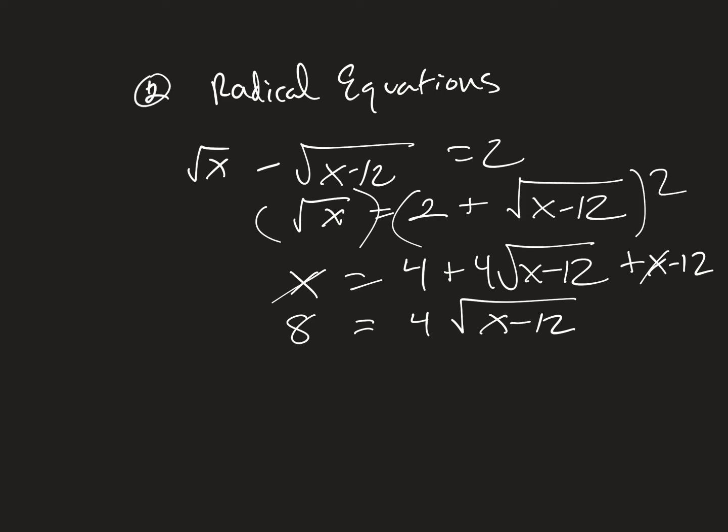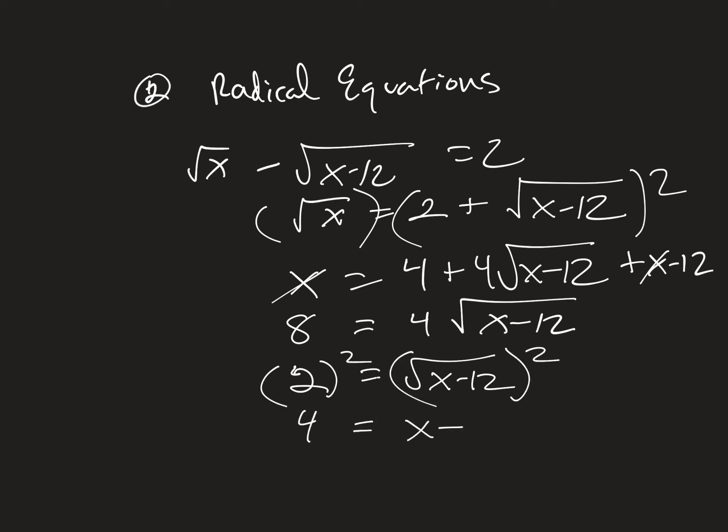Okay, and then let's simplify that by dividing both sides by 4. So 2 equals square root of x minus 12. Now I'm going to square both sides yet again. And I get 4 equals x minus 12, or x equals 16.